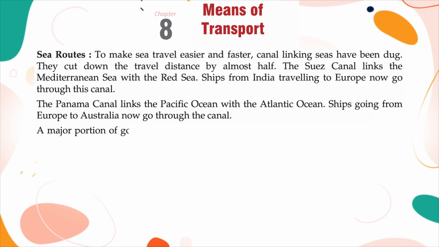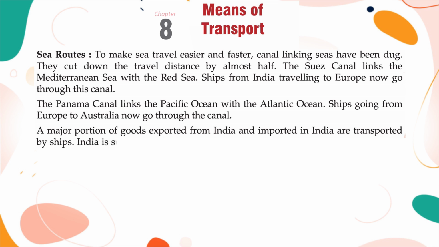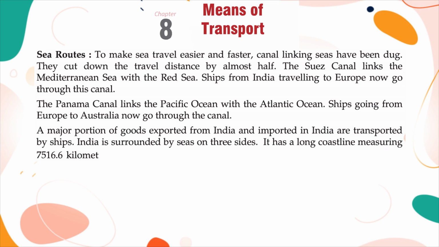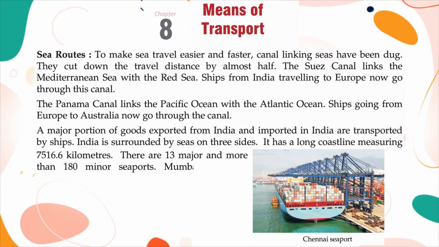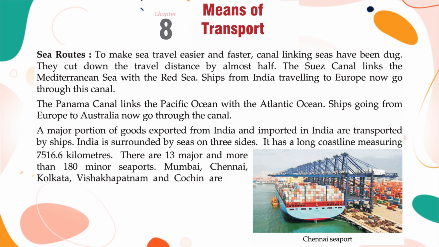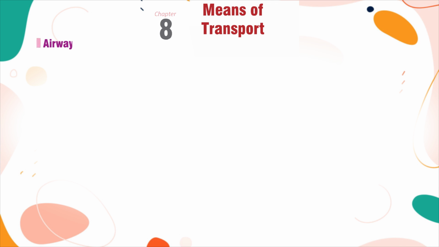A major portion of goods exported from India and imported in India are transported by ships. India is surrounded by seas on three sides. It has a long coastline measuring 7,516.6 kilometers. There are 13 major and more than 180 minor seaports. Mumbai, Chennai, Kolkata, Vishakhapatnam, and Cochin are most important of them. Mumbai is the busiest seaport in India. Chennai Seaport.